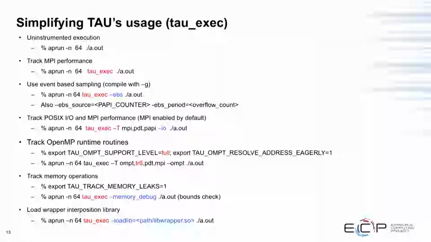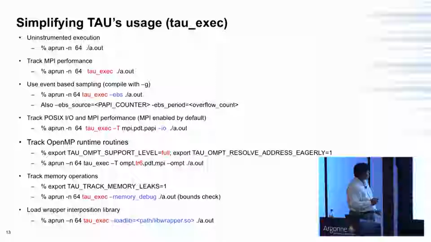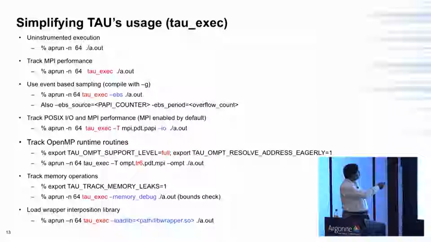Let me just say how this TAU exec works. So if you look at the top, if you're running your code like this, ap run -n64 a.out, you can just say TAU exec a.out, and it will show you the time spent in MPI. You can say -ebs or event-based sampling, and it will show you the time spent in individual statements in your code. If you want to change the period of sampling, you can specify that.